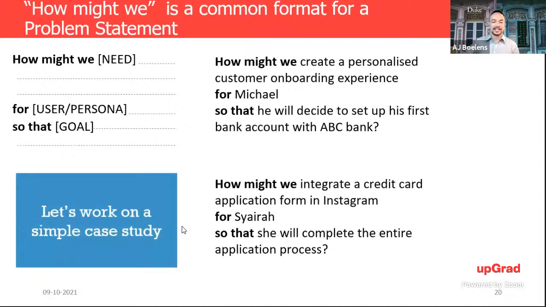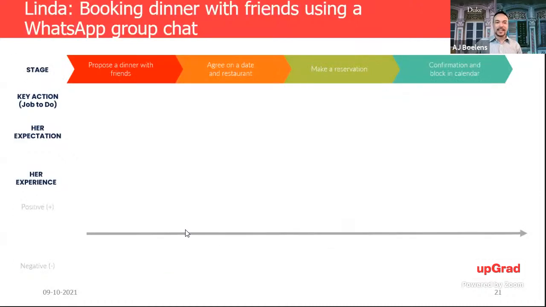So let's work on a simple case study together. Hopefully a lot of you use WhatsApp. I'm wondering, is WhatsApp something that you're all comfortable with? Well, let's imagine that Linda is our persona. Linda is a regular WhatsApp user. She's trying to book dinner with her friends using a WhatsApp group chat. So Linda is in a group with her friends. They have a WhatsApp group. They're all friends together, and she wants to suggest a dinner.